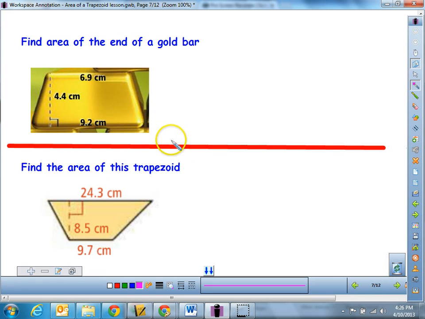I want you to try and find the area of these two on your own. Remember, we have to start with our formula, so I'll help you out with that way up here. I want you to put area is equal to 1/2 times the height times B1 plus B2. So go ahead, find your height and your two bases for both of these and figure out the answer. We'll check it tomorrow in class.